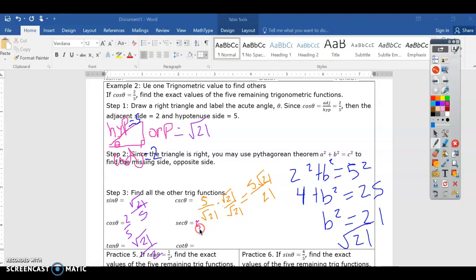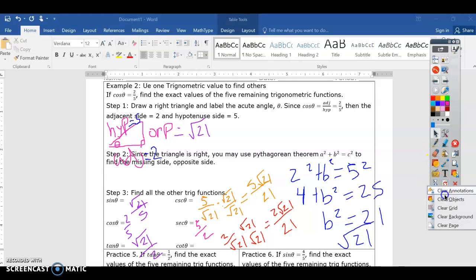Secant is the reciprocal of cosine, so that's 5 over 2. And then cotangent is the reciprocal of tangent, so that's 2 over square root of 21. Same thing, we can't leave the square root at the bottom, so I'm going to multiply the top and the bottom by the square root of 21. So that's 2 times the square root of 21 all over 21. And that's basically all you're going to do for those practice questions.